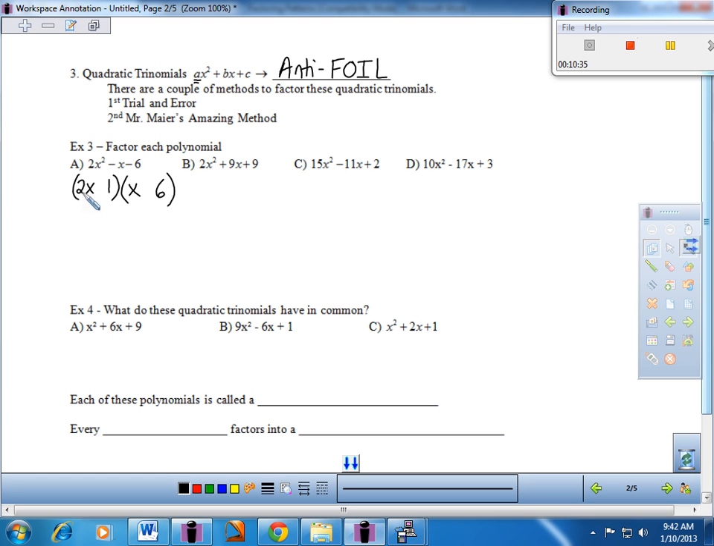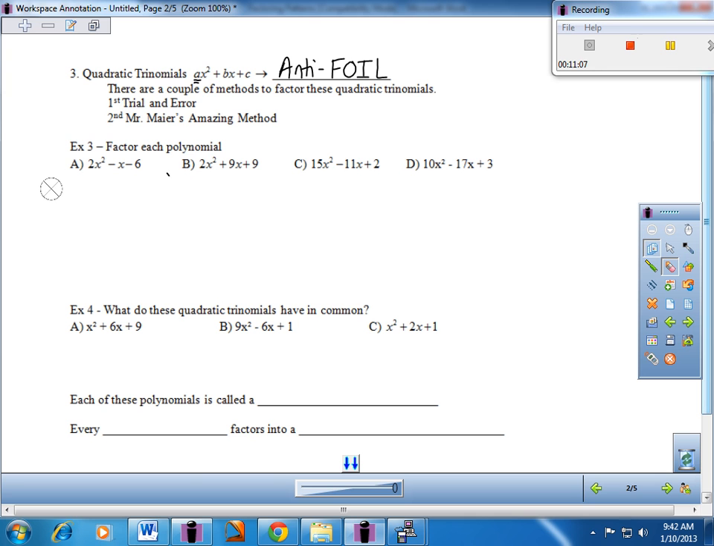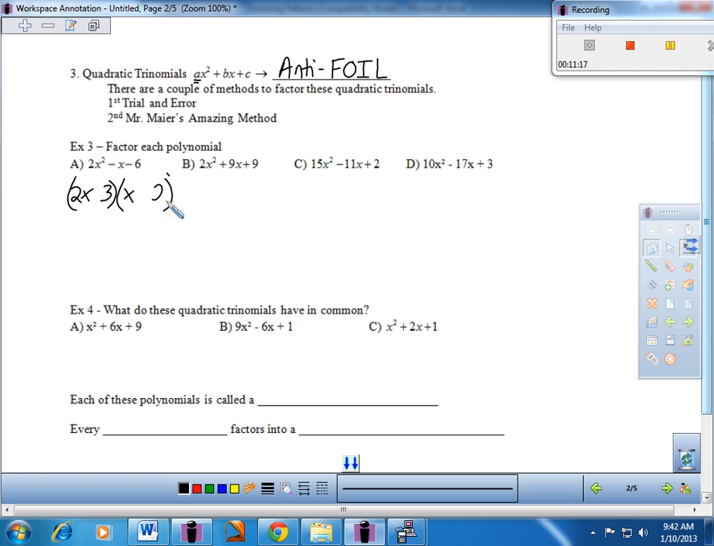As I look at my combination, I get a 12x and a 1x. Well, there's no way to combine a 12x and a 1x to get -1x. So this is the wrong combination. What I would do is come back over, erase, and pretty much start again. You might try a different combination. It's 2x and x, maybe something like this. Now I'm going to go with a 3 and a 2, and I'm going to see what happens.